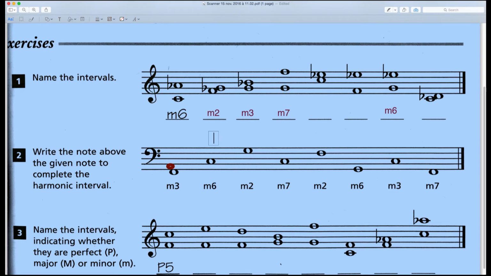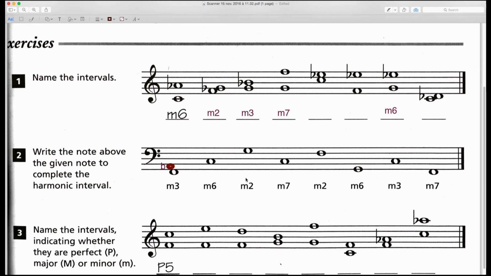Why A flat for this? Yeah, that's why A flat. A natural is part of F major. But instead here I have minor. A flat. Right. So this is a bit of math.